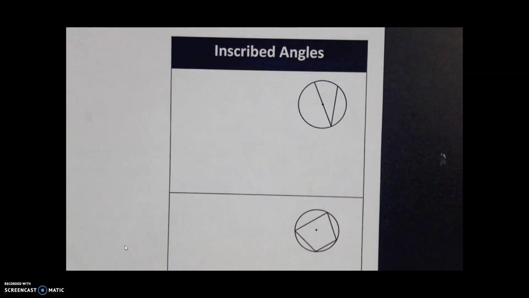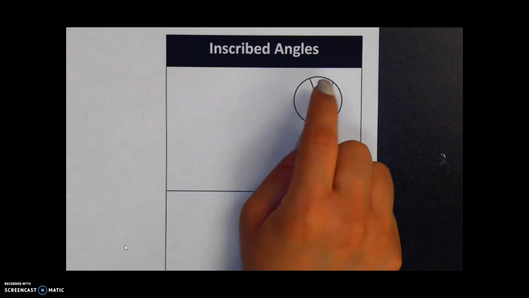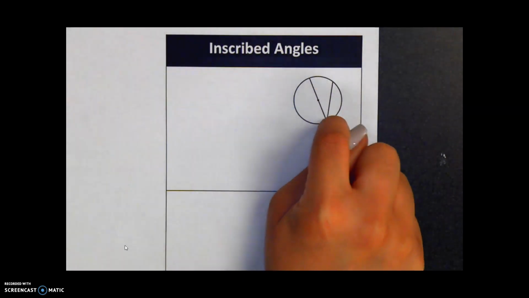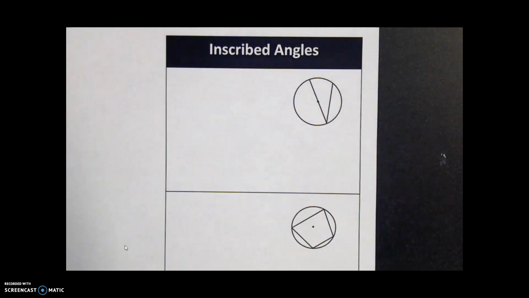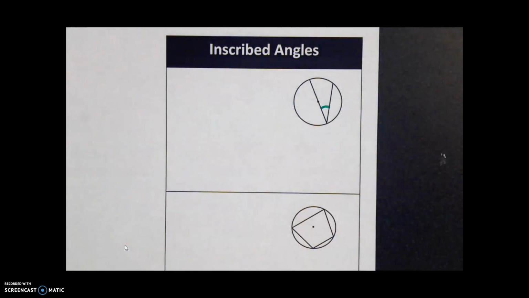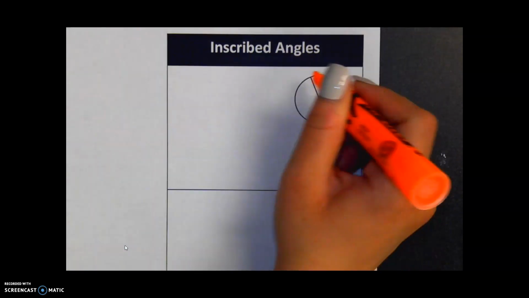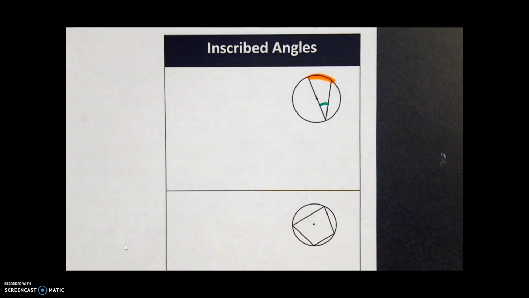Hey everybody, today we are talking about inscribed angles. So the first thing I want you to know is that in a circle, if you have a diameter and a chord, it creates something called an inscribed angle. That inscribed angle, I'll label it in green, is always going to be half the size of the arc that connects those 2 points right there.